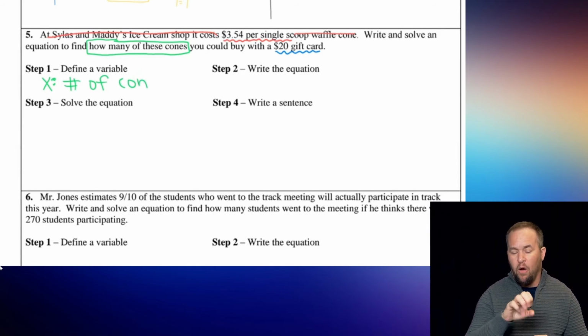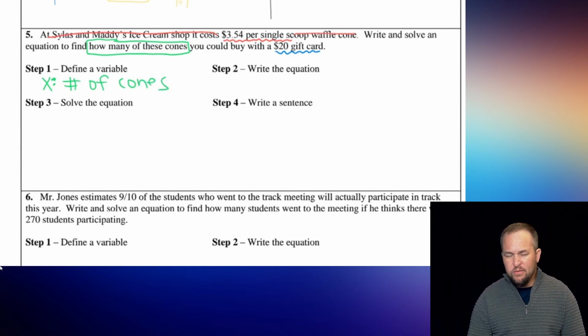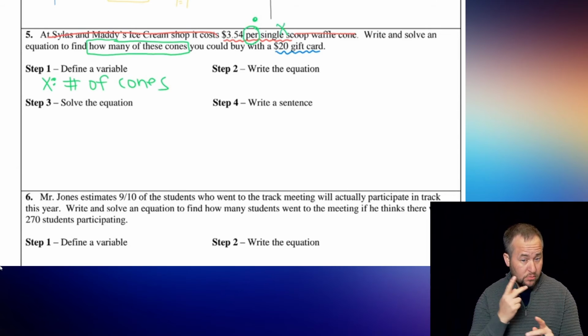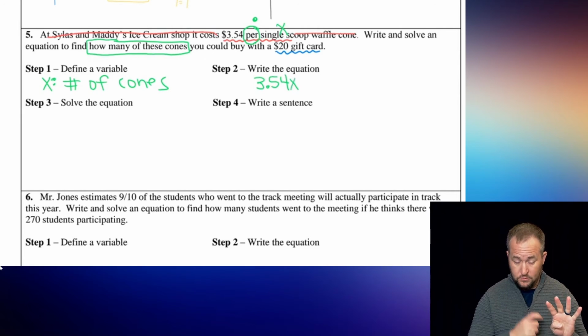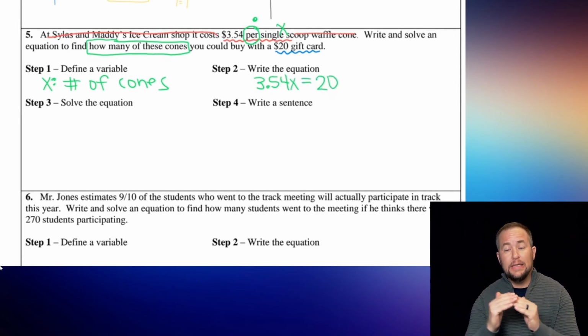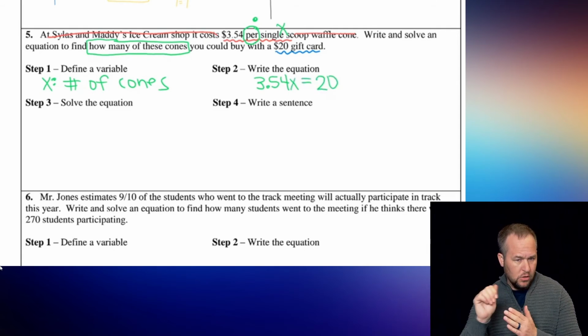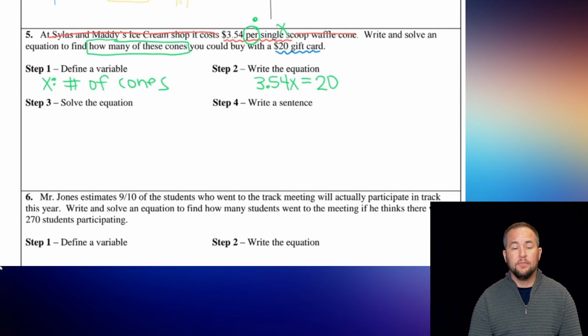I'm trying to figure out how many cones I can buy if each one is $3.54 and I got a $20 gift card. With this information, what we know is to multiply. And this is what I don't know. This is my x. So for writing this equation, you're going to have $3.54 x. And that whole thing is going to equal $20. So the next thing is we're going to solve this out.